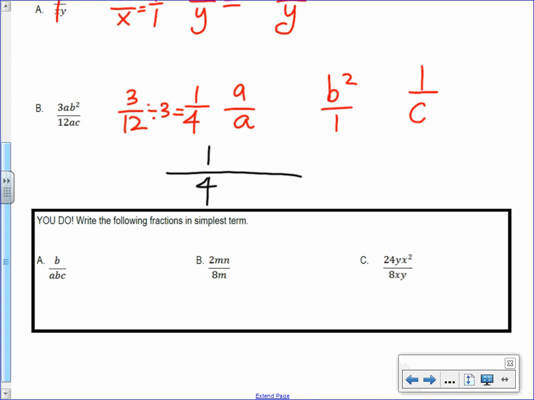Everybody with me? Yeah. Do I have any A's on top or bottom? What's going to happen to them? Yeah, they're just going to make a 1. So I don't have any A's on top or bottom.